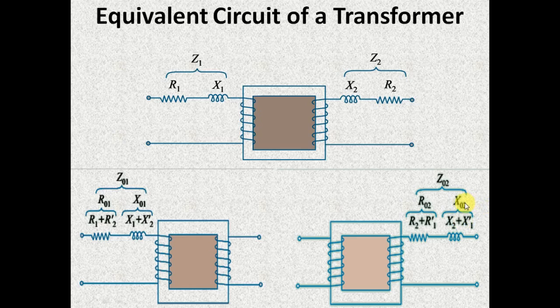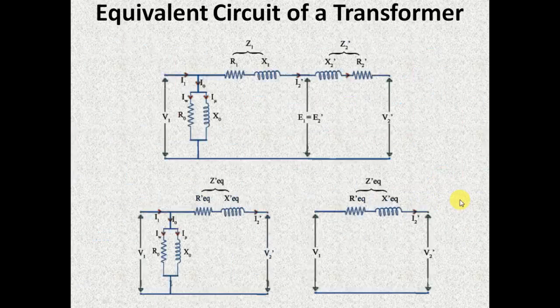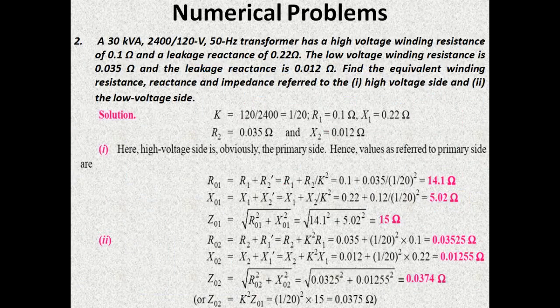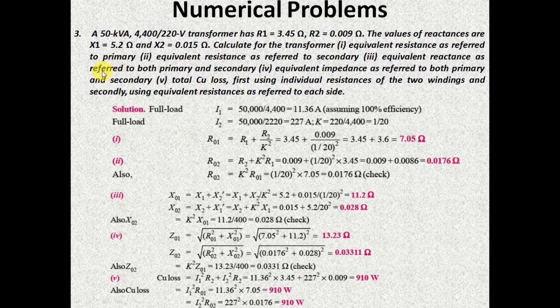So you can find the value of R02 and X02 then. Next, you can easily find the value of Z02 from the values of R02 and X02. That is also shown here very clearly. Please don't forget to draw those diagrams for this problem because that diagram also carries certain marks. Now let's see the third problem.